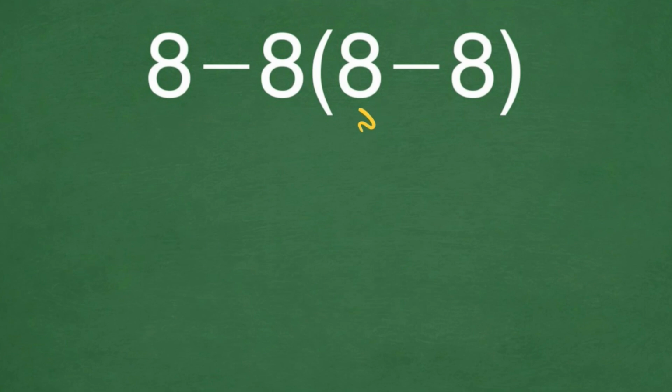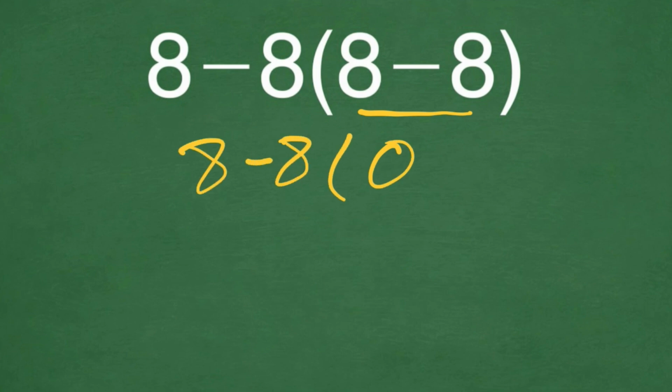So we have 8 minus 8 here inside the parentheses, meaning we should solve this problem before we move into other parts, right? So 8 minus 8 is 0. So we would have 8 minus 8 parentheses 0.